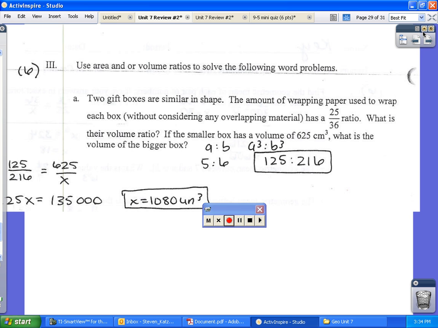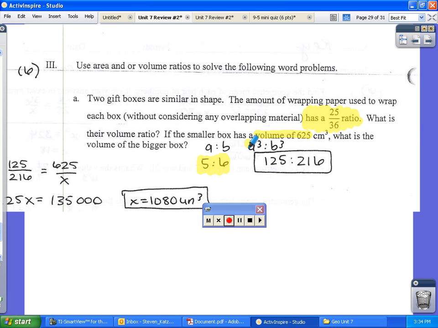This problem, it gave us the amount of wrapping paper. So this right here is the surface area formula. Now, we now know the volume is 625. I can't use the surface area formula directly. So I have to go from the surface area formula and square root each side. That way I know that the sides are in a 5:6 ratio.